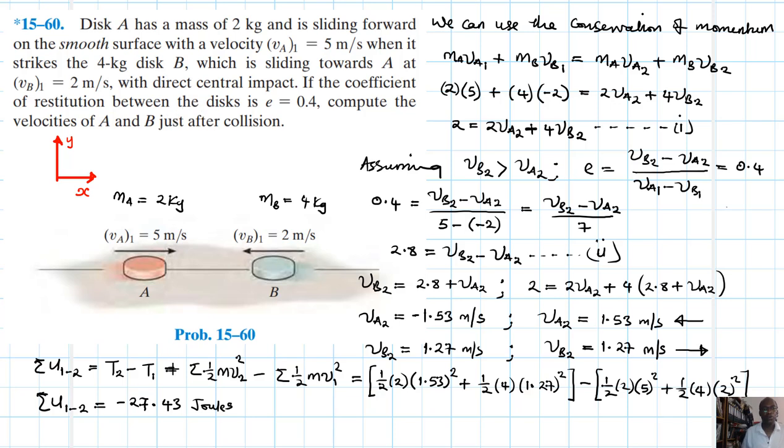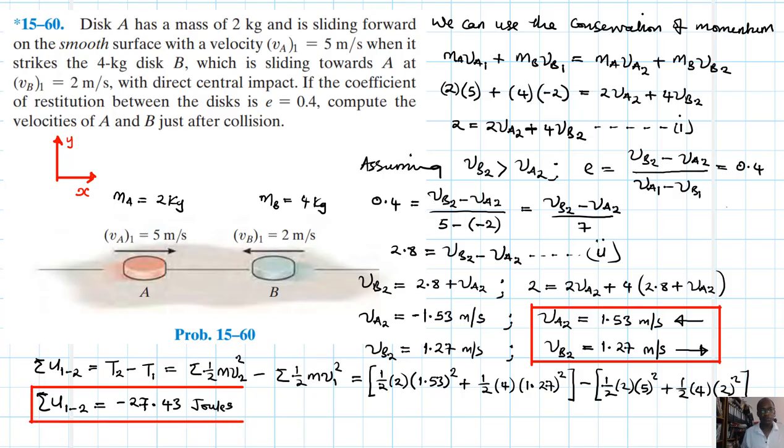Where we're asked to find, right, this one we are not asked to find, we just calculated it. So there we go. We have found these velocities here, and these are the directions, and this is also here the loss in energy.